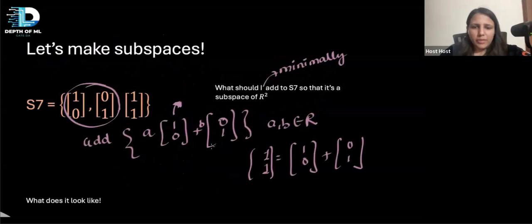Cool. So if I add just these, it'll become a subspace, right? And what will it look like? A plane passing through origin.